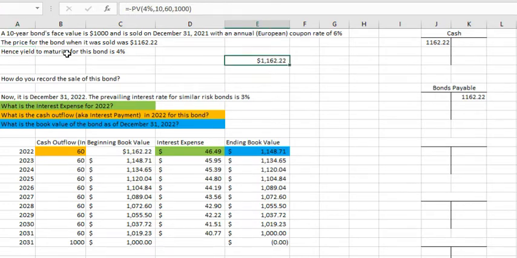Eventually, since coupon rate 6% is higher than what the market demands, this bond is selling at premium. It's about $1,000, and it's going to converge eventually to 1,000 to face value, and at the end you are going to pay the face value and take the bond off of your books.